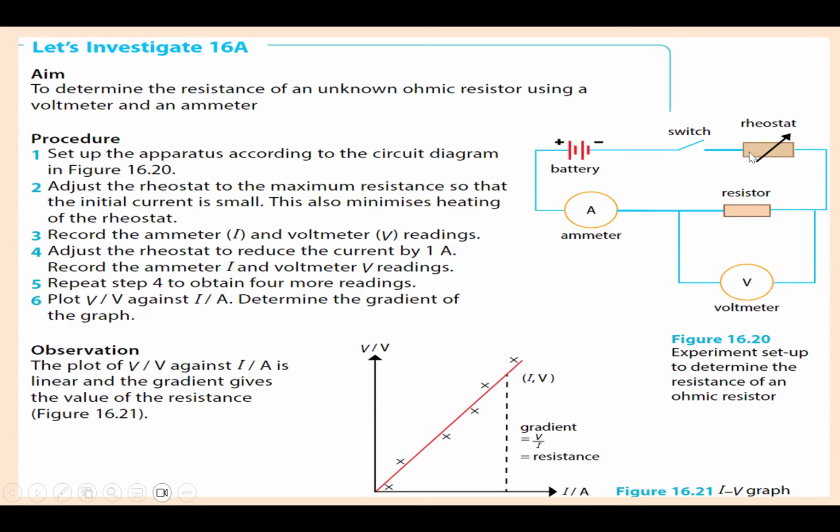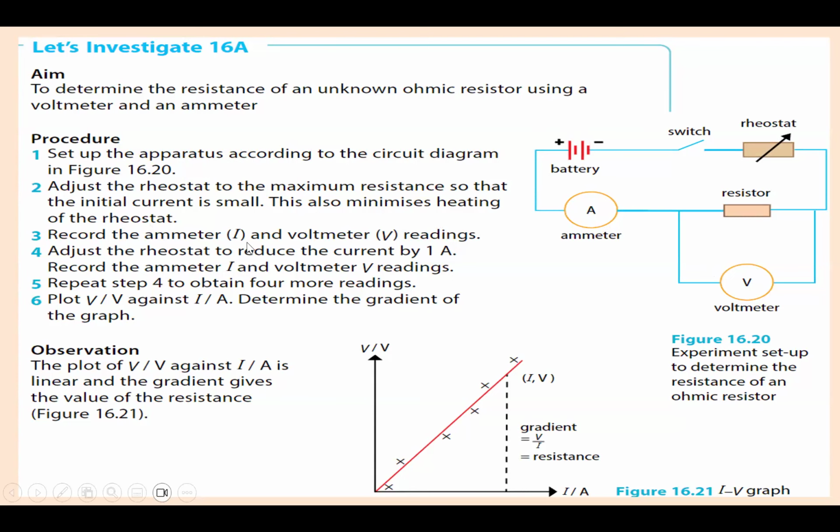So in order to get multiple sets of V and multiple sets of I, we need to use a rheostat to vary the current. So I get different values of I and V. Okay, so you can read. The first step, you adjust the rheostat to maximum resistance so that the starting current is small. We don't want a huge current to flow at the start because that will generate a lot of heat. So we want minimum heating because heating does affect the resistance of the resistor.